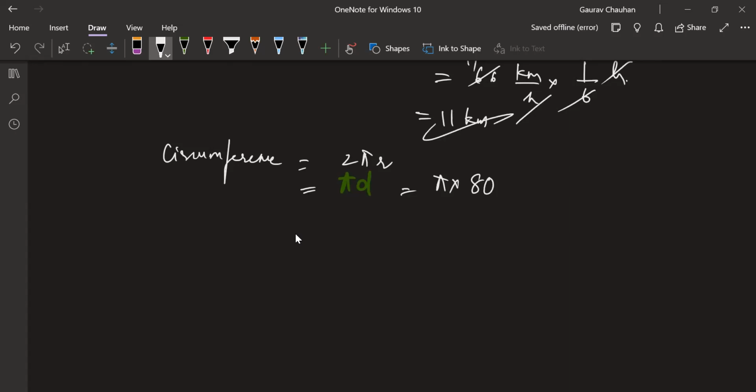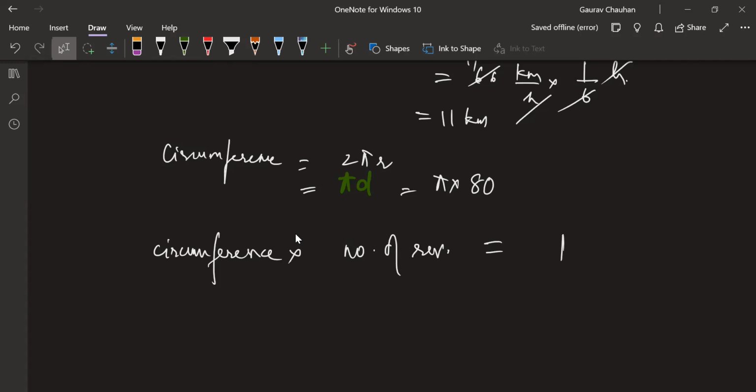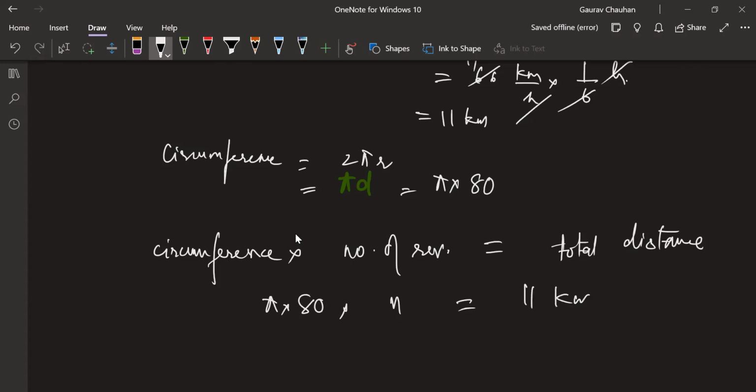Because you know distance, you know circumference, so number of rotations. Basically, let's understand the logic here. Circumference into number of revolutions is equal to total distance. Is that okay? This is my logic. So you write down your logic first, then it will become clear. So pi into 80, let's write number of revolutions as n, is equal to total distance, 11 kilometer. Be careful about that. This is centimeter. So you change kilometer into centimeter.